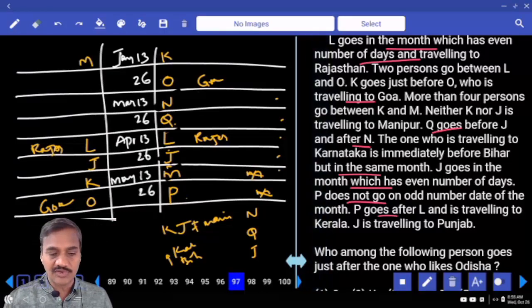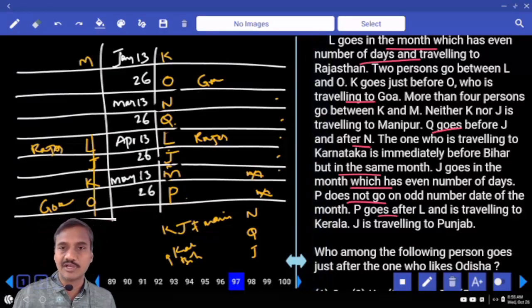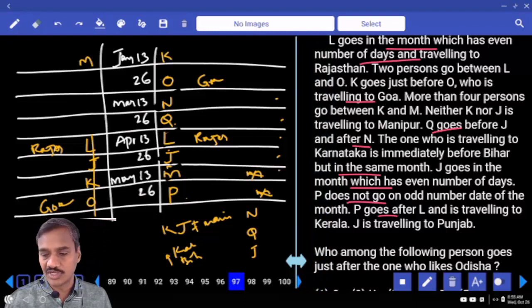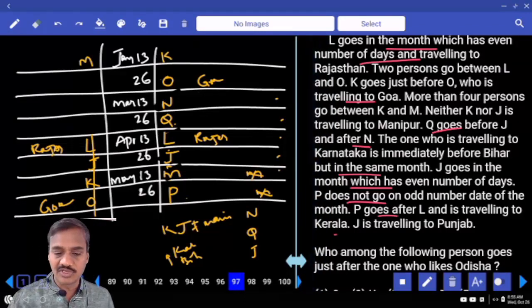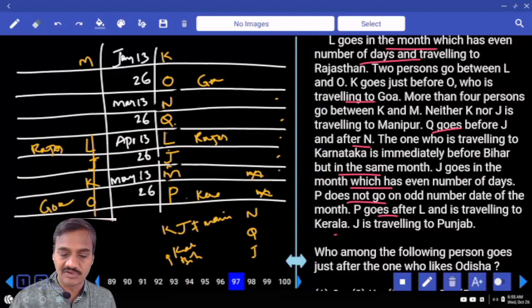And P goes after L. Now in this case, P is after L, that is ruled out. Hence we are left with only one. And is traveling to Kerala. Who is traveling to Kerala here? P is traveling to Kerala.